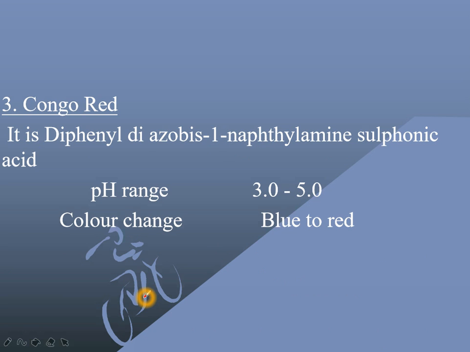Next is the Congo red. It is chemically diphenyl diazo bis 1-naphthylamine sulfonic acid. Its pH range is 3 to 5 and the color change is blue to red.